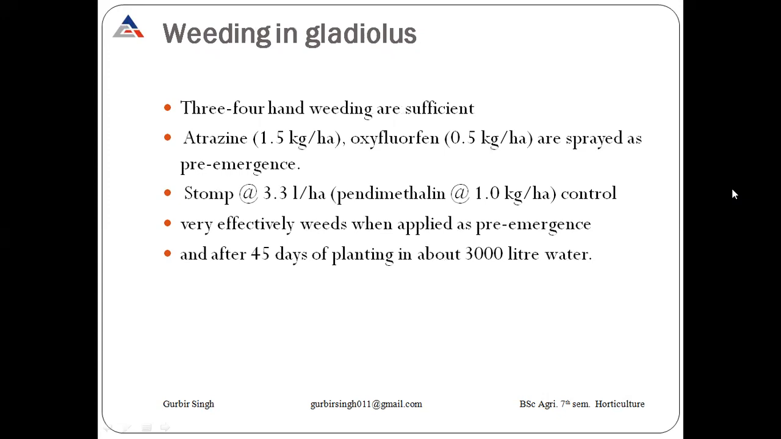Next is weeding in Gladiolus. 3 to 4 weedings, that is hand weeding, are sufficient. We can also use chemicals like atrazine, oxyfluorfen, and Stomp, which is also known as pendimethalin, to control weeds effectively at pre-emergence stage.